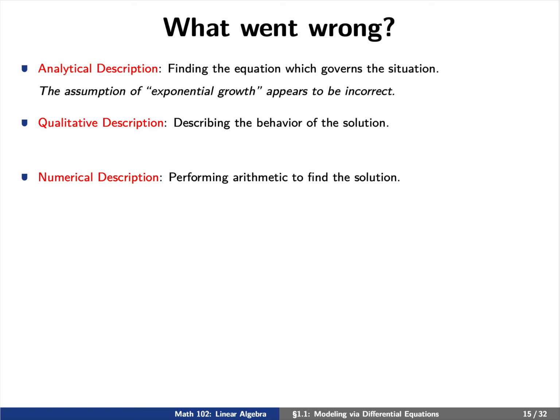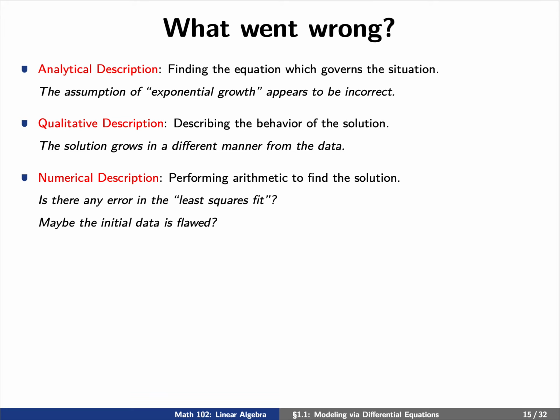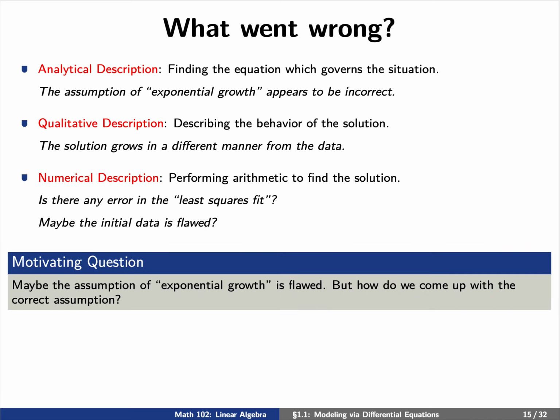Let's now move to our qualitative description. That is, we want to try to describe the behavior of the solution. Simply put, the solution that we have, our p of t, grows in a different manner from the data. Number 3, let's take a look at a numerical description. That is, somehow we need to perform arithmetic to find our solution. Well, in our arithmetic, we used a least squares fit. So maybe there could be an error in the least squares fit, or maybe perhaps the initial data is flawed.